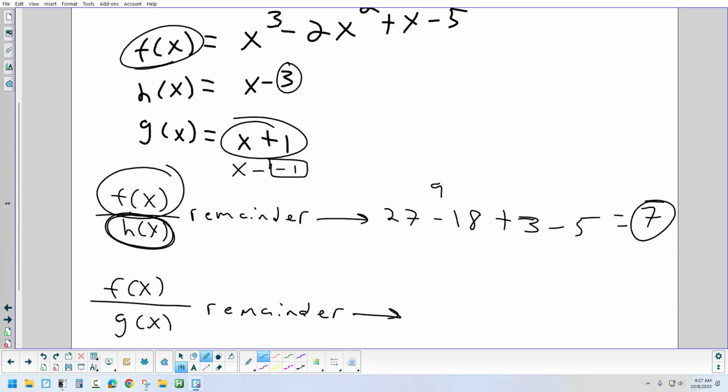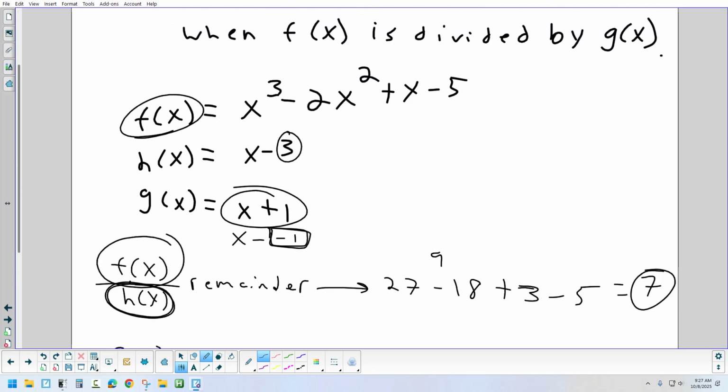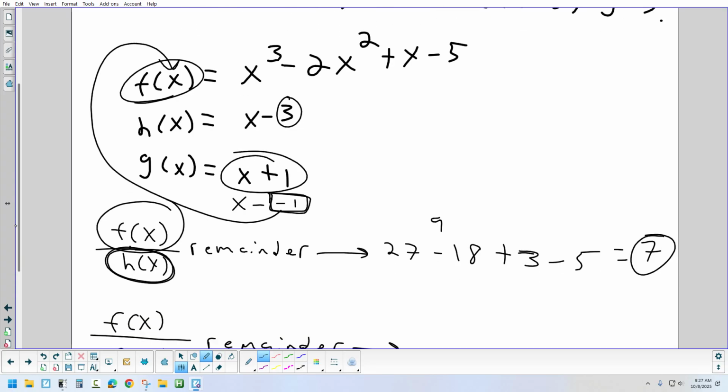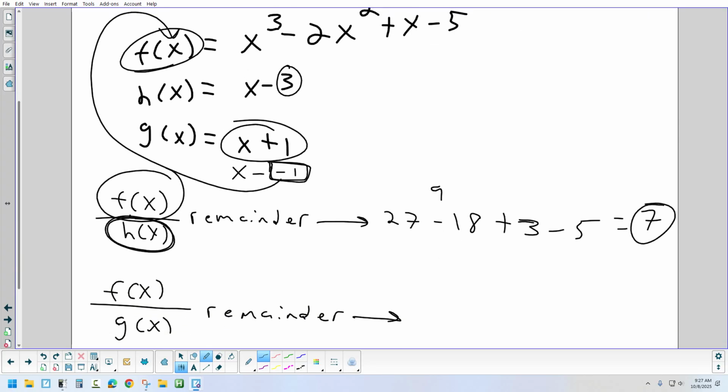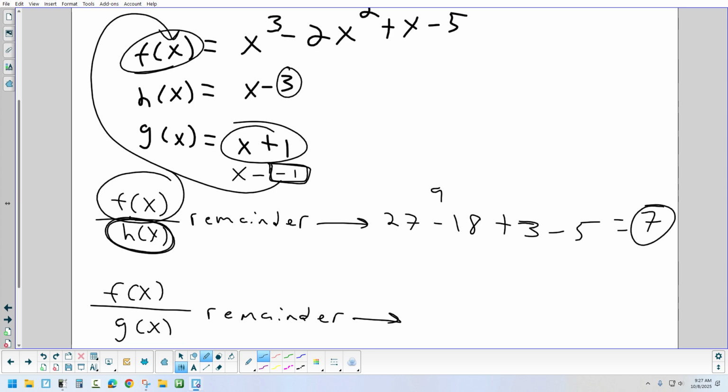Now the number after the minus sign is what? It's what's in that box. So fill in -1 for x, and that'll tell you your remainder. What's -1 cubed? -1. And what's -1 squared? 1 times 2, 2. So minus 2 plus -1, so that's -1, minus 5.